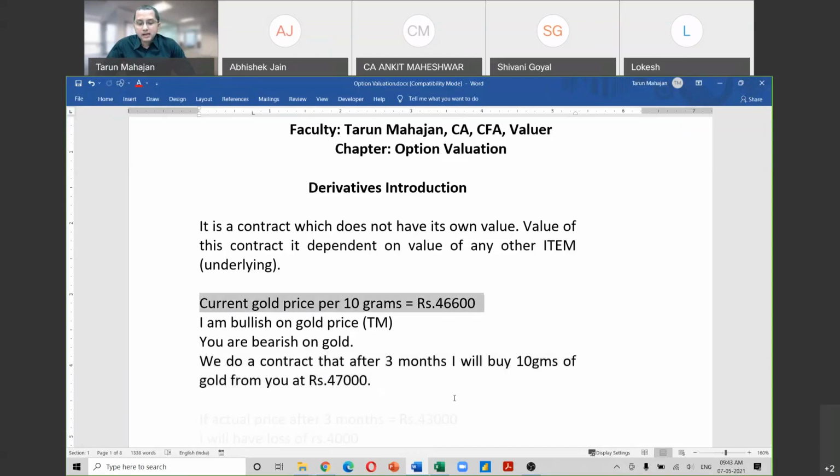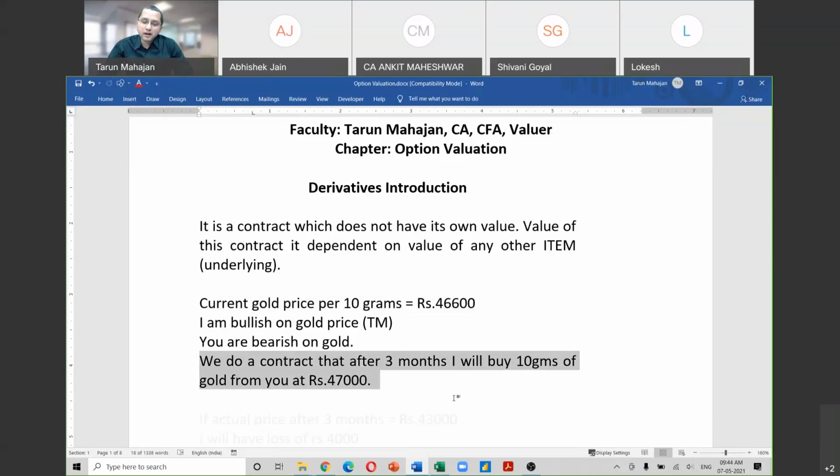See, if I buy 10 grams of gold from you today at 46,600, I pay you cash, you give me delivery. We enter into a contract today, I give you cash today, you deliver gold to me today. It's a spot contract. But we enter into a contract today which will be executed on a specified future date. That is, after 3 months you will deliver 10 grams of gold to me and I'll pay 47,000 rupees cash to you. This is called a forward contract.